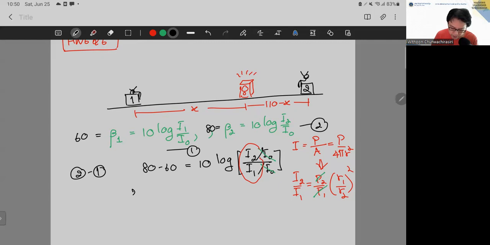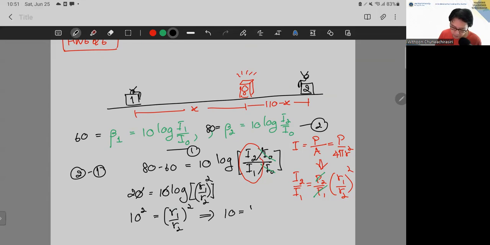On the left is 20. On the right is 10 log, and now I can do R1 over R2, the whole thing squared. With me, guys? So far, so good. All right, almost done. I can cancel that, so this is 2 log of this ratio. I can just do the inverse log, which is doing the exponent base 10. So it's going to be 10 to the second, which equals R1 over R2, the whole thing squared. Or same thing, it means 10 equals R1 over R2.